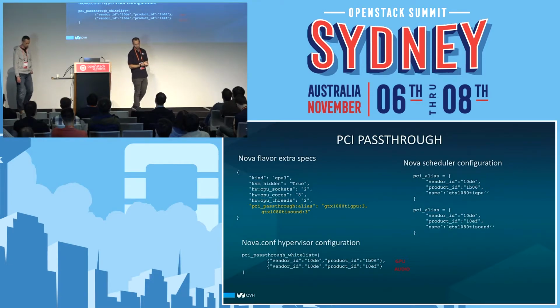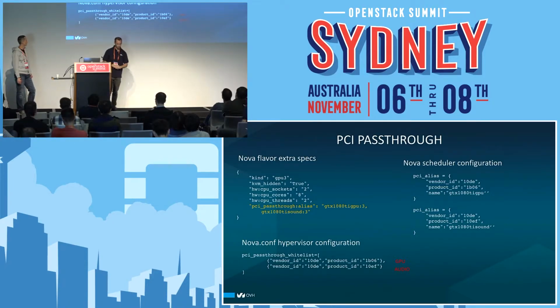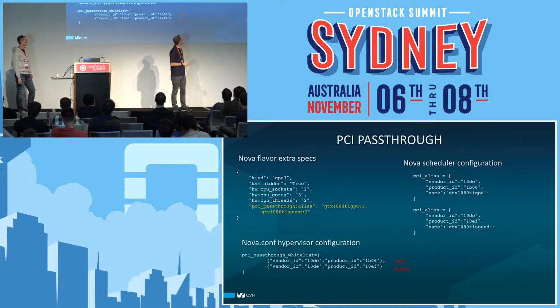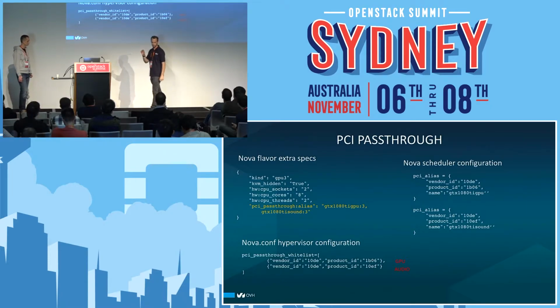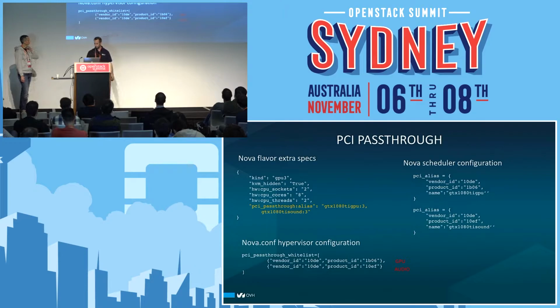On the hypervisor configuration, you will need to whitelist the PCI Express devices you will bridge. The vendor of this one is Nvidia, and then the product: the first one is the GPU and the second one is the audio. And to make the bridge between the alias and the hypervisor configuration, it's the last part, on the Nova scheduler, where you make the parallel with the aliases you have made. So the first one is GTX 1080 Ti GPU, and the product and vendor ID of your PCI Express.